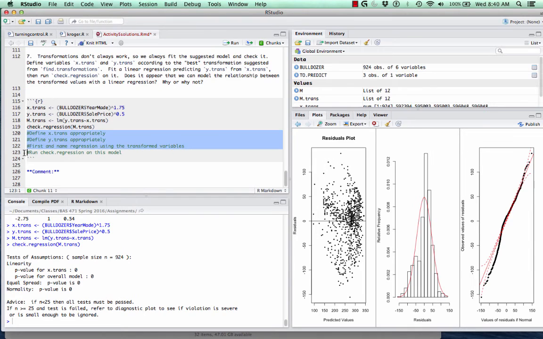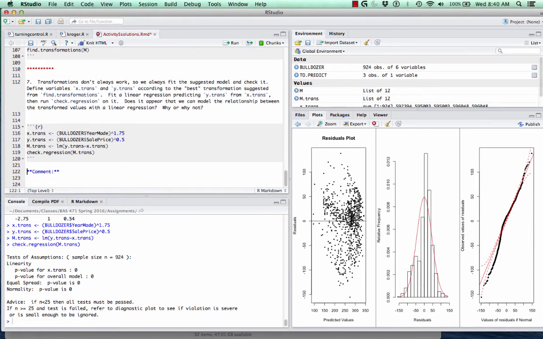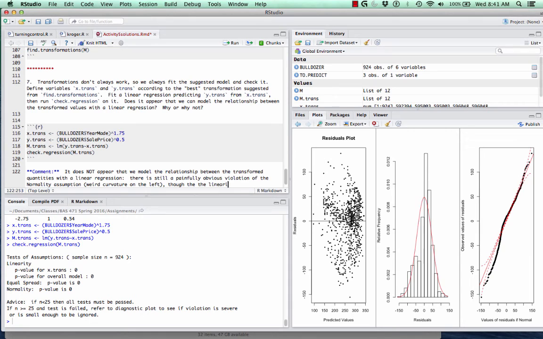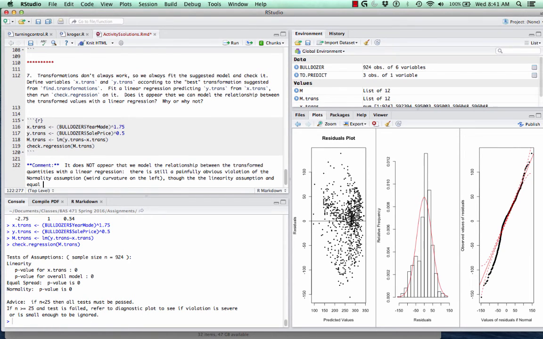So, all right, we tried our best. Sometimes this procedure works, sometimes it doesn't. And in this case, it does not appear that we can model the relationship between the transformed quantities with the linear regression. There is still a painfully obvious violation of the normality assumption. Some weird curvature on the left. Though the linearity assumption and equal spread assumption look okay. So we tried our best, we failed.